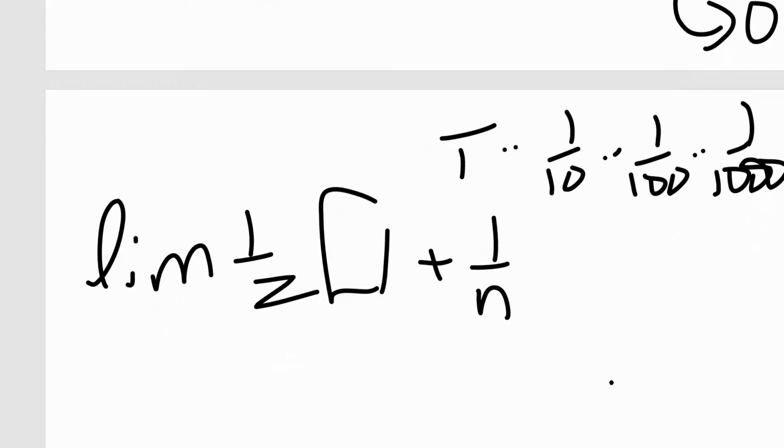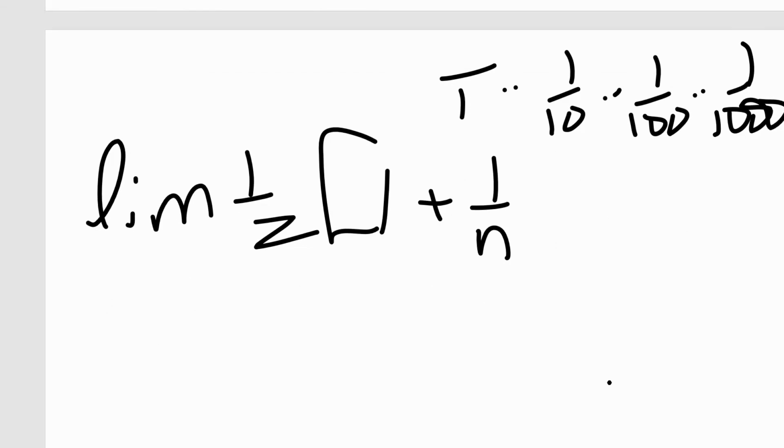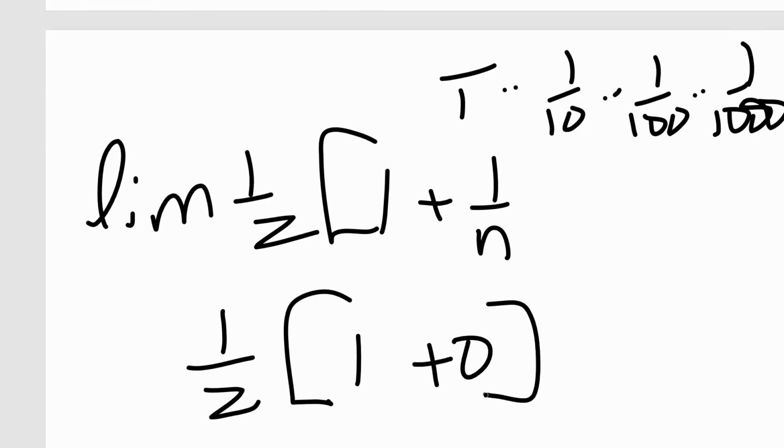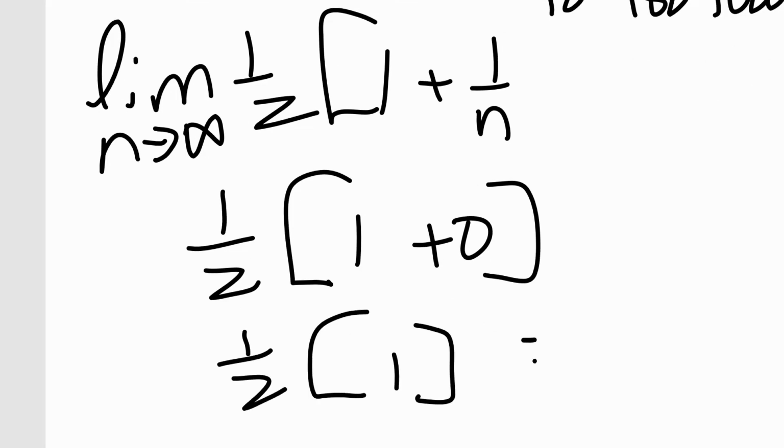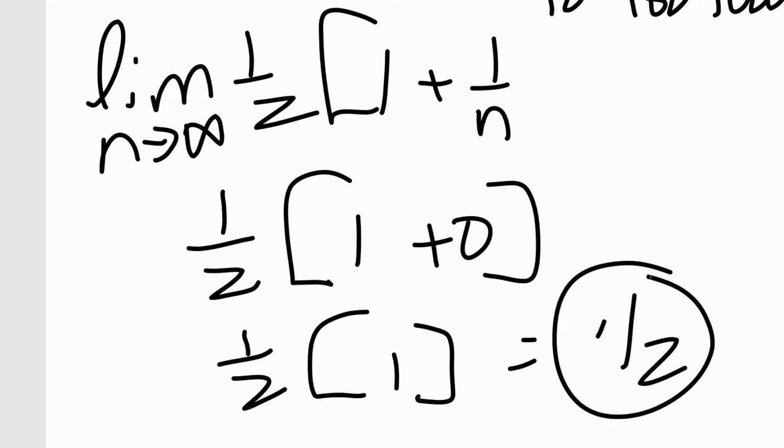So that's going to then become just 1/2 times 1 plus 0, because the limit as n goes to infinity, so as this denominator goes to infinity, the value of this whole fraction goes to 0. Well, this becomes 1/2 times 1 equals 1/2. So that is the full answer I'm looking for.